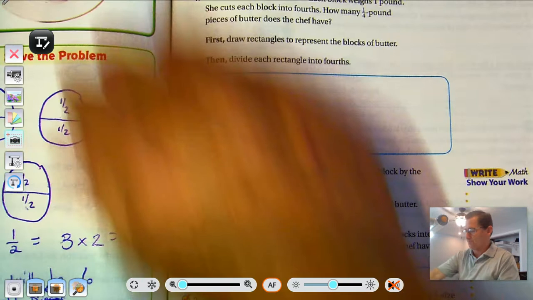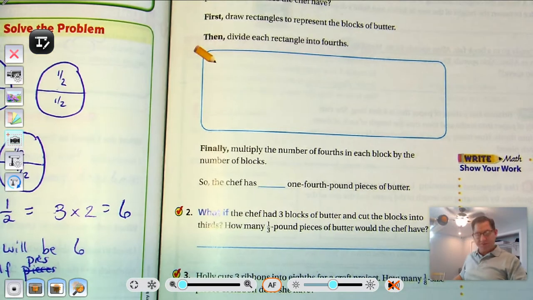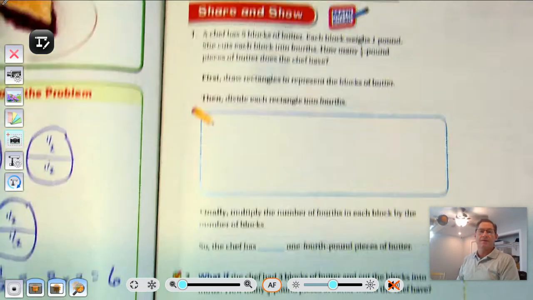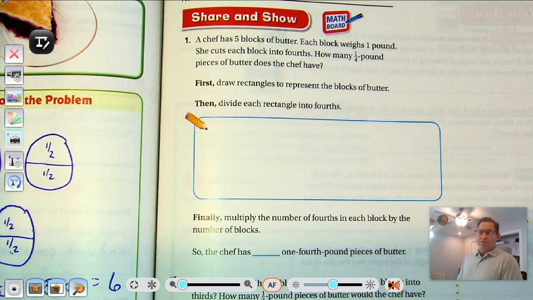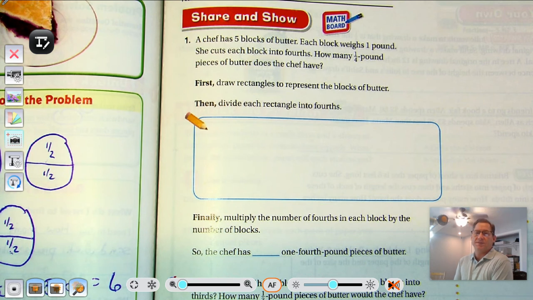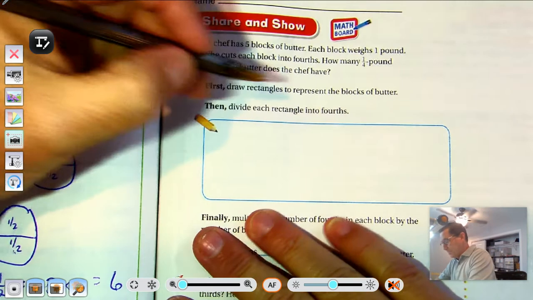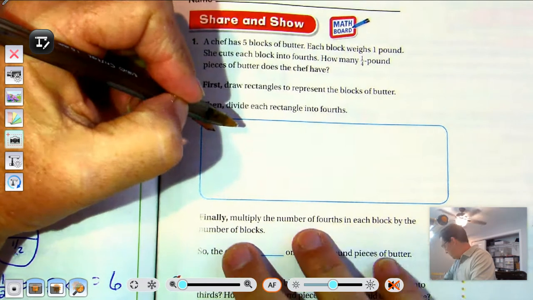All right, page 363, number 1. A chef has 5 blocks of butter. Each block weighs 1 pound. She cuts each block into fourths. How many 1/4 pound pieces of butter does the chef have? All right, well, let's draw rectangles to represent the blocks of butter.